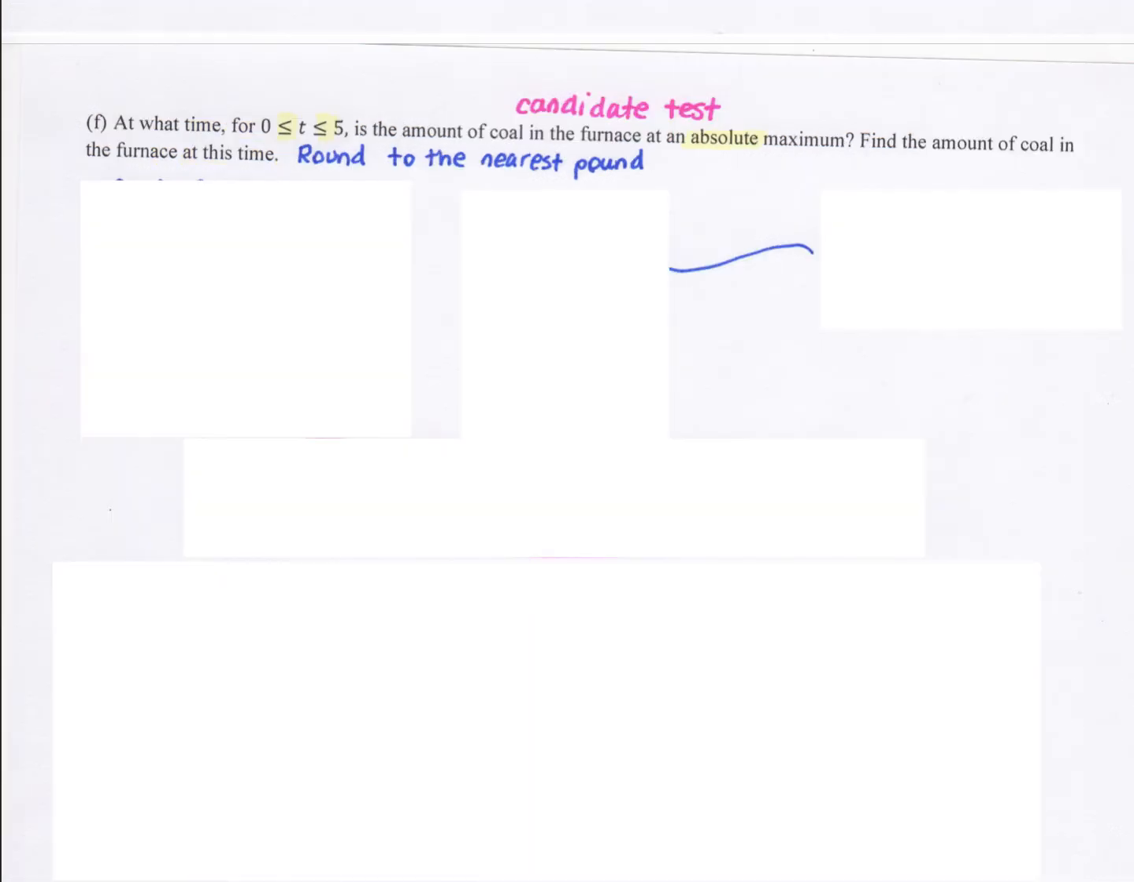In part F, we're asked at what time does the amount of coal hit an absolute maximum, and also the amount of coal in the furnace at that time. A couple things let me know what to do. Whenever you have a closed interval, and I know that because these inequality signs are underlined, and also ask for an absolute, that is a signal that you're going to do a candidate's test. So I need critical points and endpoints.